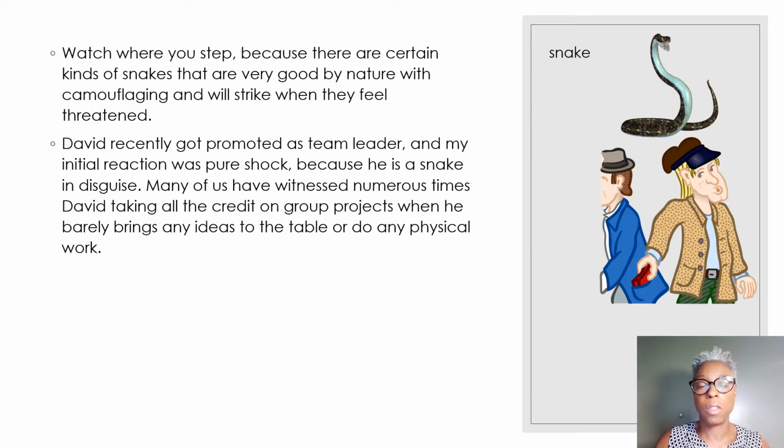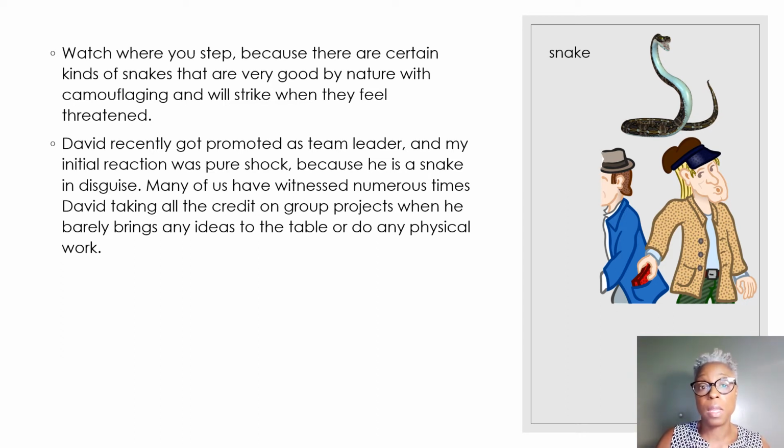Let's put to practice what we learned reading an excerpt from a story. Watch where you step because there are certain kinds of snakes that are very good by nature with camouflaging and will strike when they feel threatened. The word we will focus on in the first sentence is snake. Snake in this sentence is a denotative word, or used the way the dictionary defines the word.